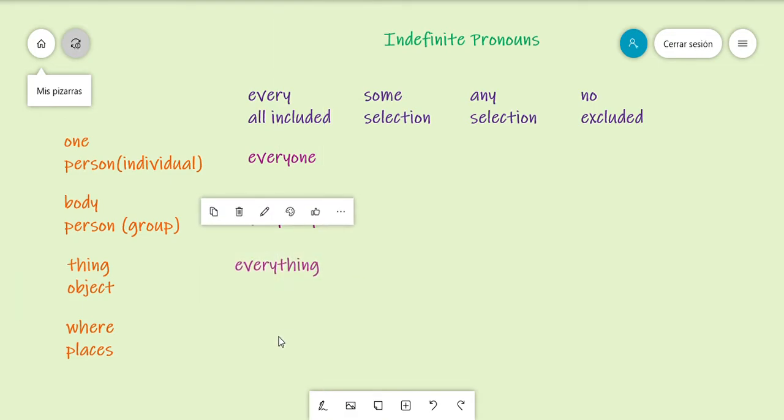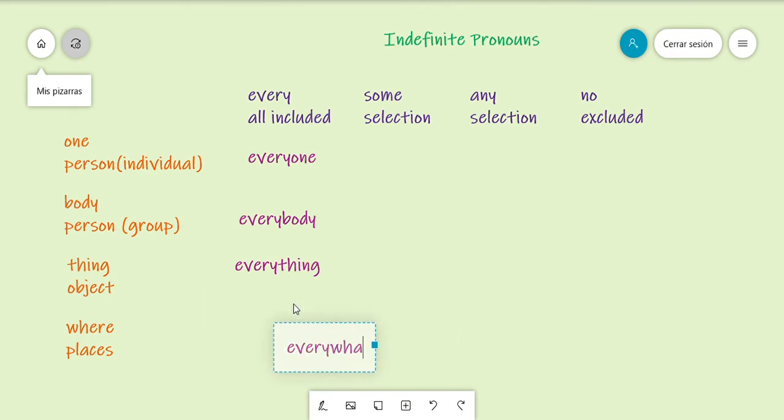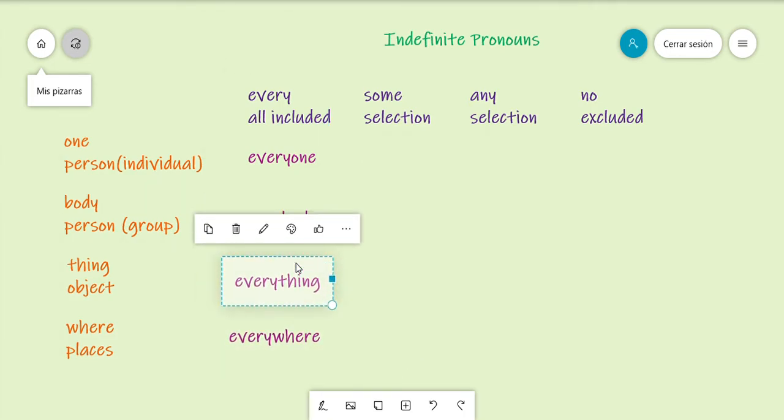And if I say everywhere, obviously, it is because all the places are included in the things that I want to explain. Okay, so that is in the case of every. Now, what happens in the case of a selection, in the case of some?